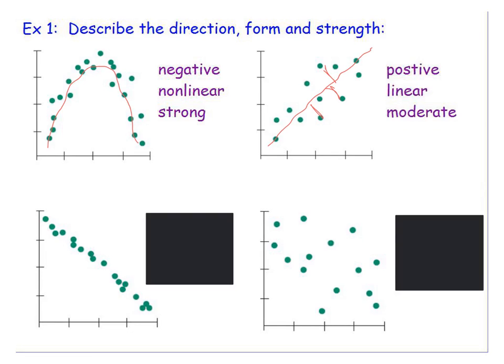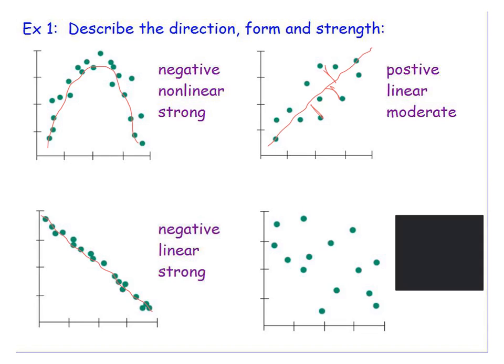So if I try and kind of follow along with my dots, if you notice, I'm obviously going in a downward pattern. So that means that we are looking at a negative form, a negative direction. The form, those look like they are very much in a straight line, and they are very, very tight together. There is not a lot of gap from the line to the dots. So we would consider this one, again, strong. So it's negative for the direction, linear for the form, strong for the strength.